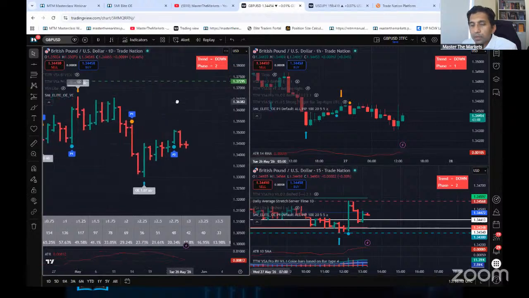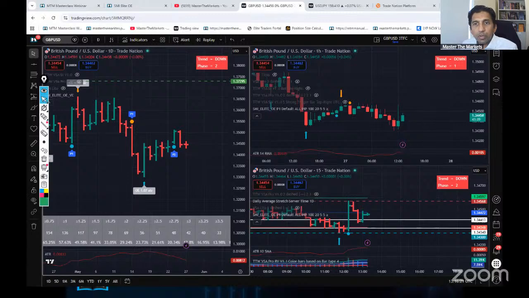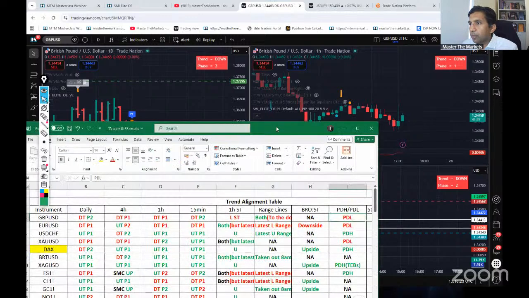So I've got this one here. Previous daily high. It's taken out the previous daily low as well, right? So I've got it all collected over here. So let me show you this table here. This is what I'm doing, right?